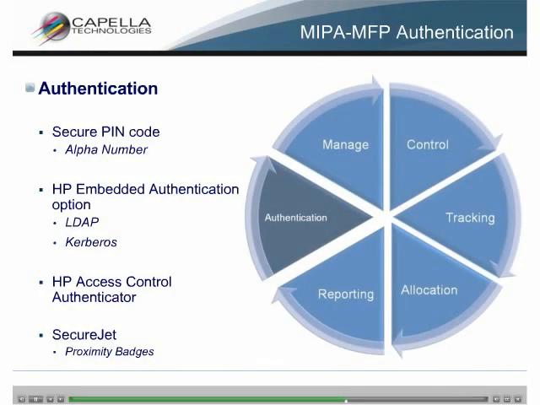MIPA MFP authentication. Authentication provides access to the device and provides data on what users are doing. MIPA MFP provides flexible authentication options to meet corporate security guidelines. Using a secure PIN code that can be system generated and not modified or changed by the users. You could also leverage a field from within Active Directory, such as Employee ID. Multiple authentication options are available.